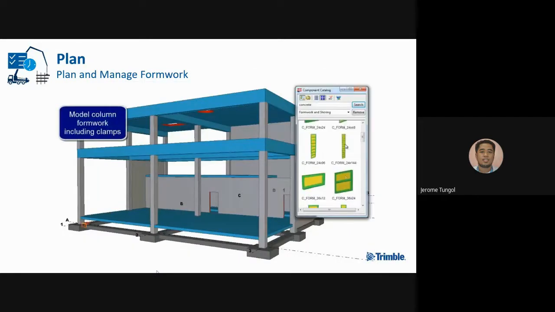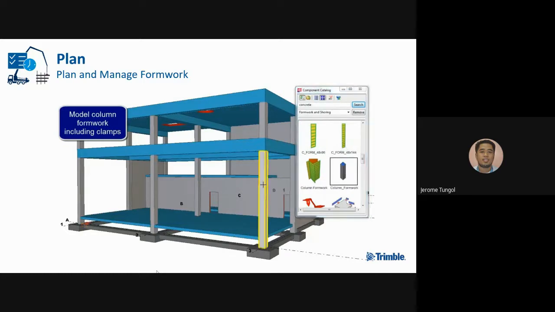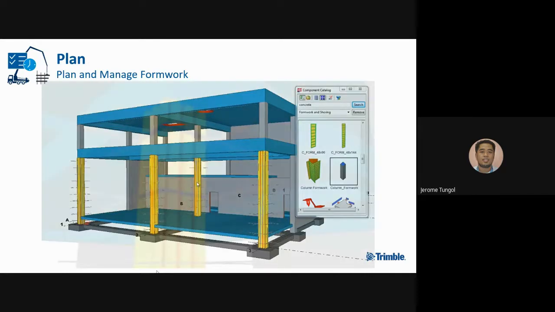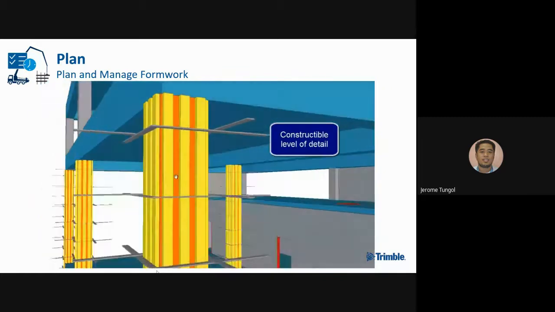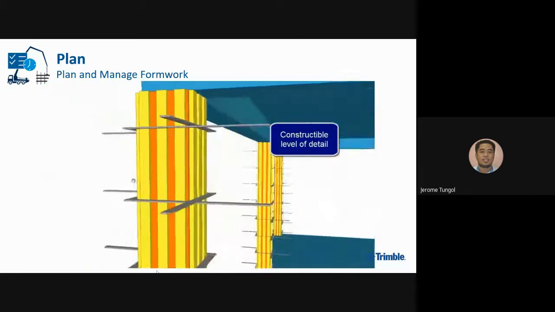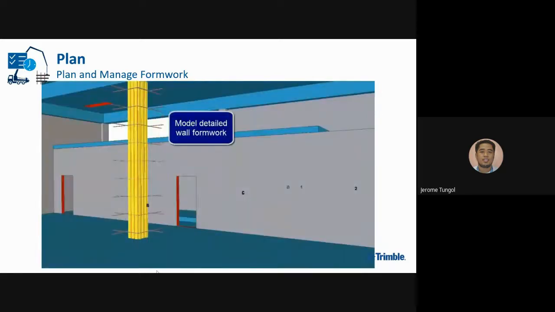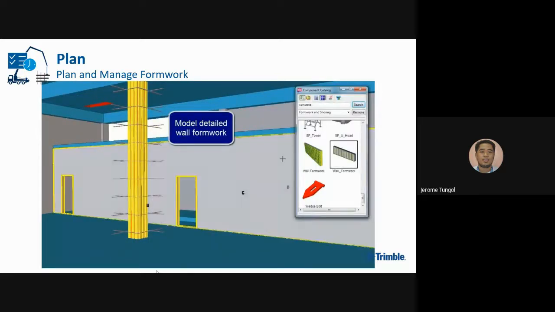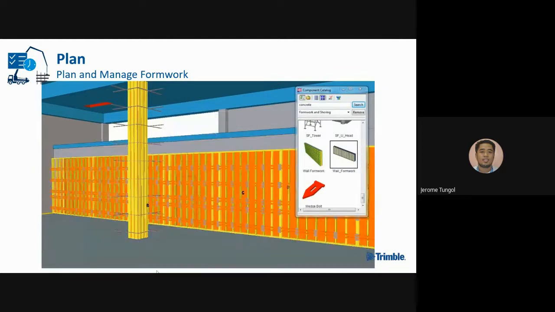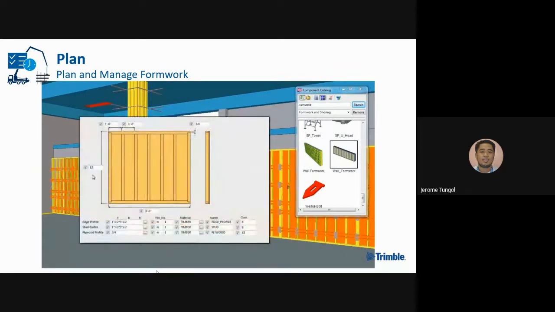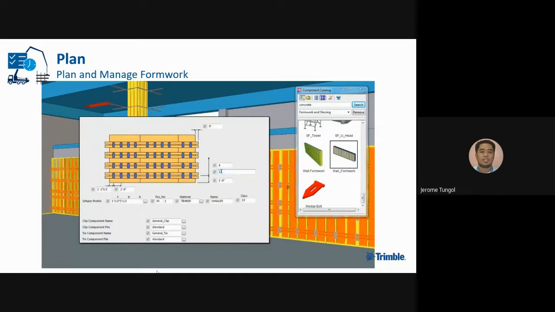Tekla Structures also has generic formworks for columns and walls in the component catalog. Most model detailed wall formworks by simply inputting all the details in the component. So to use the component, just simply click the component and then the part, and then supply all necessary data or your approved design in the model.